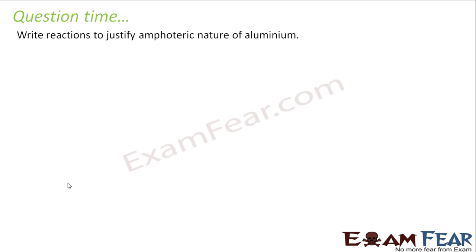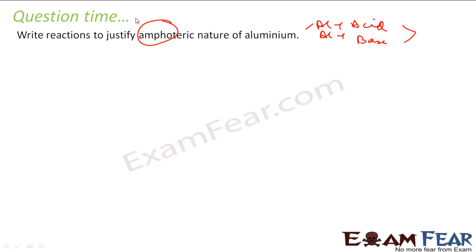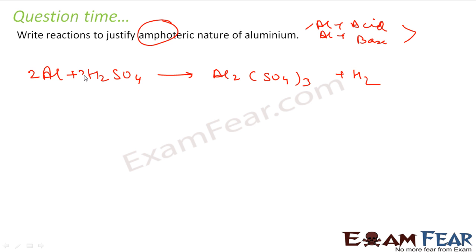Write a reaction to justify that aluminium is amphoteric in nature. To prove that aluminium is amphoteric, you have to react aluminium with acid, and also react aluminium with base, and if the reaction happens in both cases, I can say that aluminium is amphoteric. So let's start with aluminium with dilute sulfuric acid, it gives Al2(SO4)3 and hydrogen gas. Let's balance this.